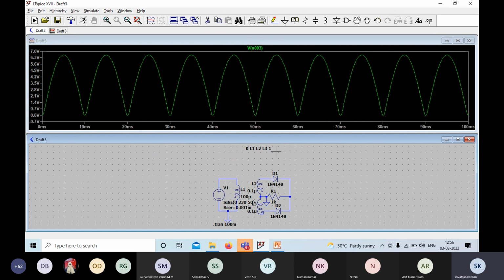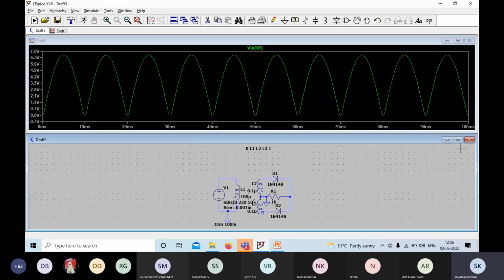Anyone got this waveform? Yes, sir. Okay. So this is the output of the full wave rectifier. We can improve the response by connecting a capacitance. So connect the capacitance across the resistor, so your response will be more smoothened out.